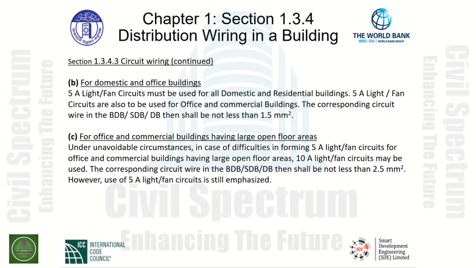1.3.4.3 continued. Item B, for domestic and office buildings. 5-amp light fan circuits must be used for all domestic and residential buildings. 5-amp light fan circuits are also to be used for office and commercial buildings. The corresponding circuit wire in the BDB, SDB, and DB then shall be not less than 1.5 square millimeters.